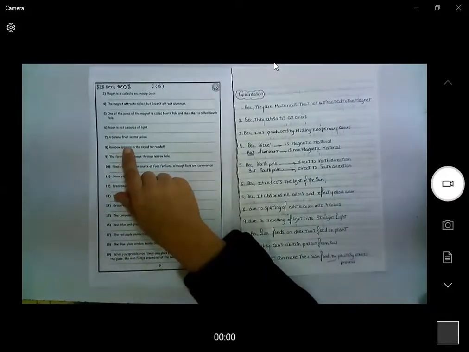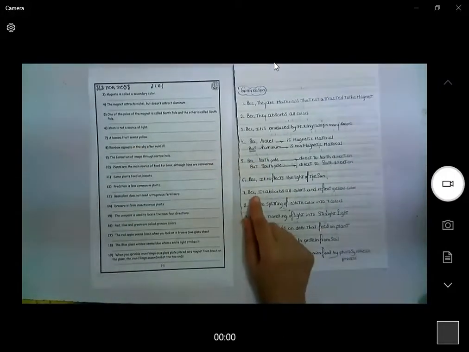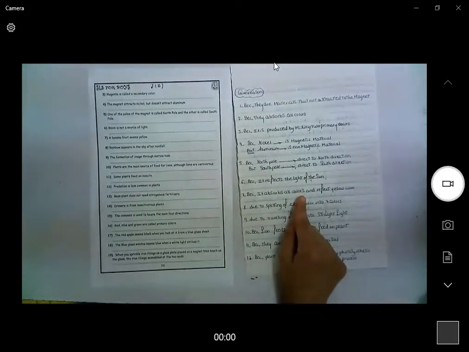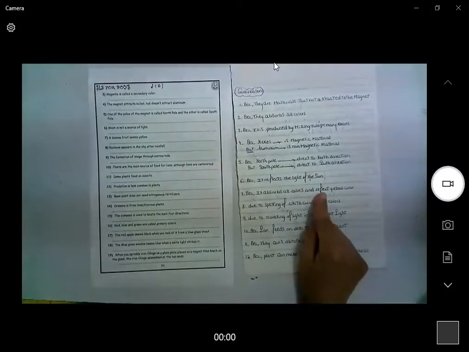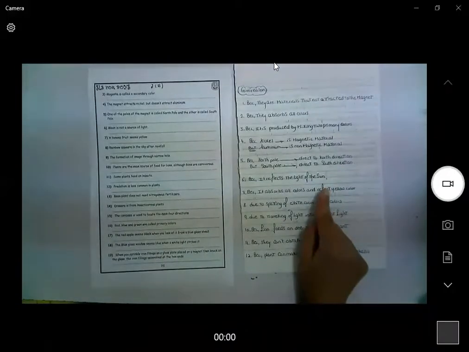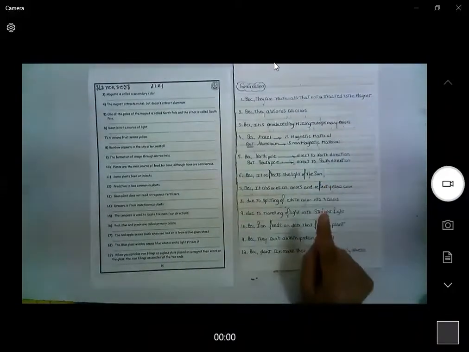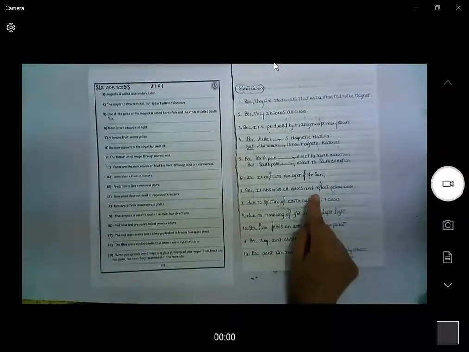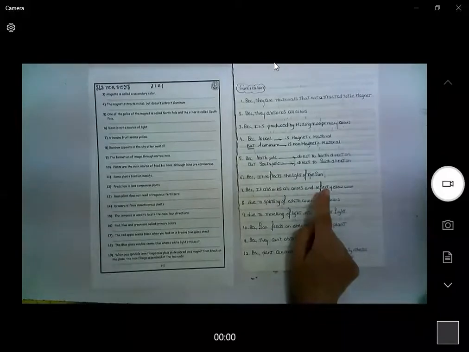Number seven. Banana fruit seems yellow. Why does the banana look yellow? Because it absorbs all colors and reflects yellow color. Here, the word reflect: why do I write reflect? Because it's an opaque material. Banana is opaque, which does not allow the light to transfer through it. So it absorbs all the colors and reflects yellow. Okay?